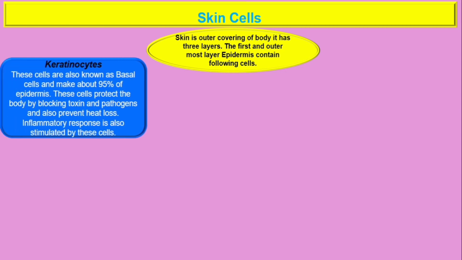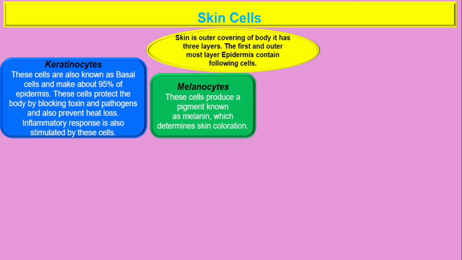Number 1, keratinocytes. These cells are also known as basal cells and make up about 95% of the epidermis. These cells protect the body by blocking toxins and pathogens and also prevent heat loss. Inflammatory response is also stimulated by these cells.